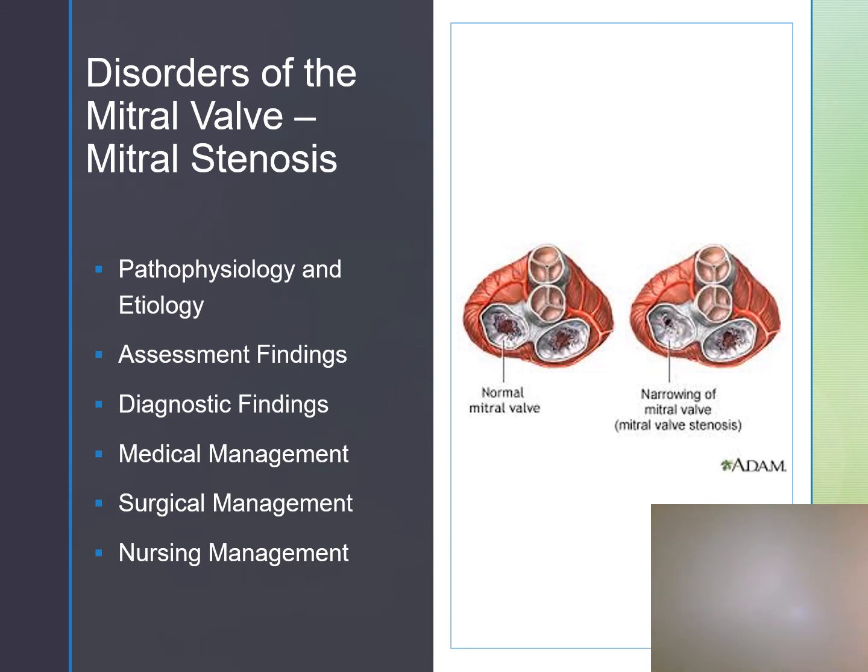Nurses need to monitor physical condition, prepare the clients for any diagnostic tests, and provide post-treatment care, along with discharge teaching for drug therapy and reporting of complications.